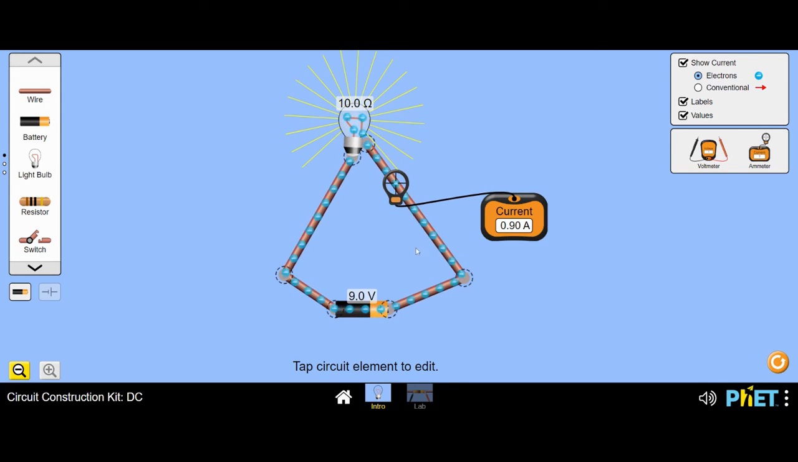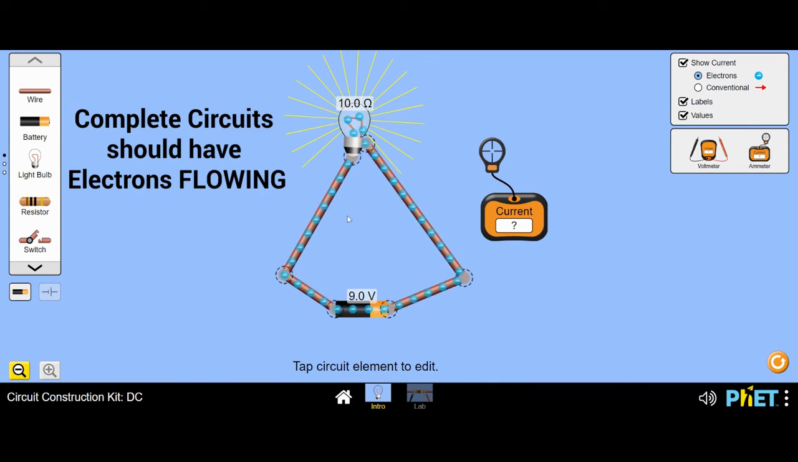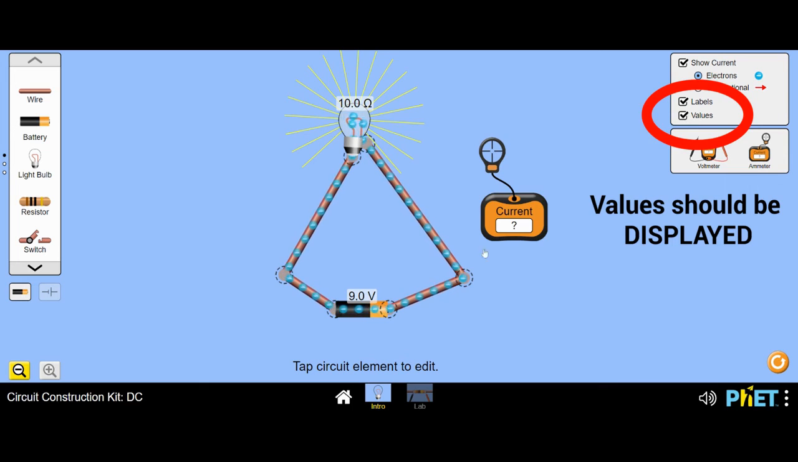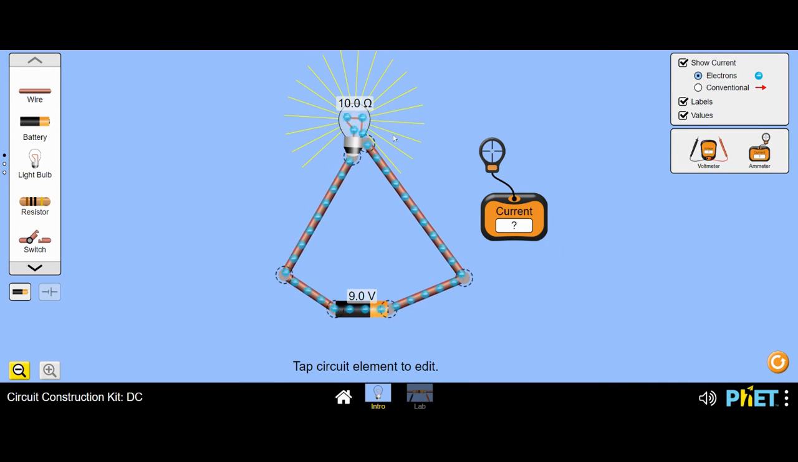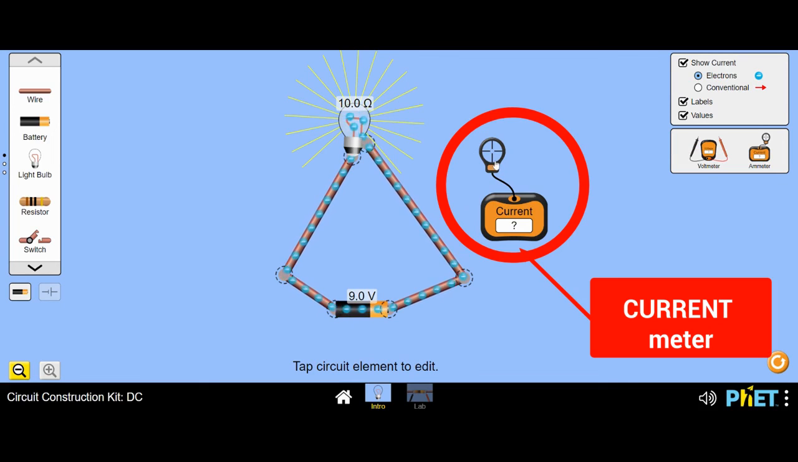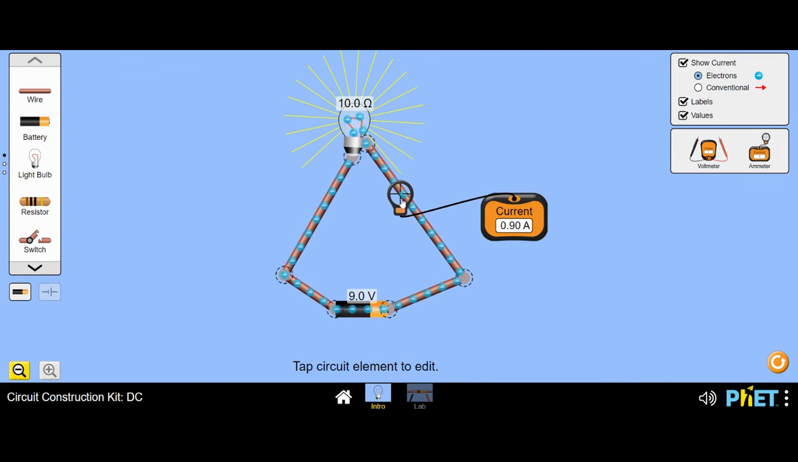Okay, so important things to note is that you want to make sure that you have things connected properly, so you've got electrons flowing. You want to make sure you have your values shown, so you can see a volt value and an ohm value. And you want to pull out this current meter so that you can measure how many amps are in your system.